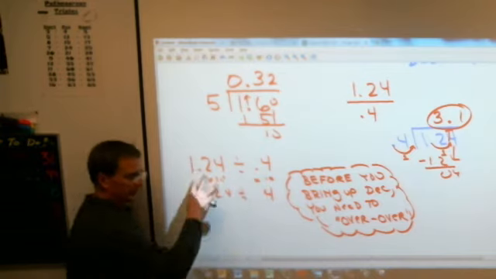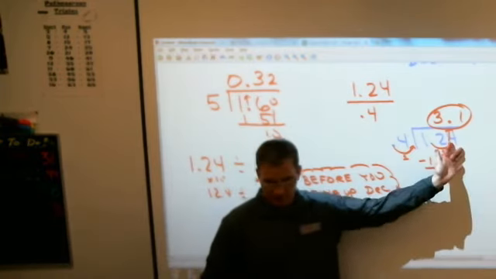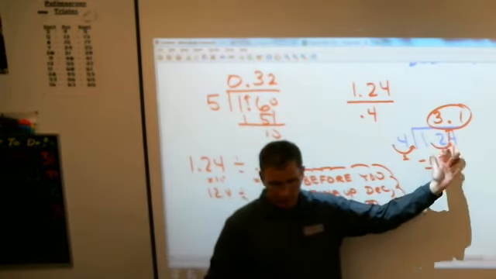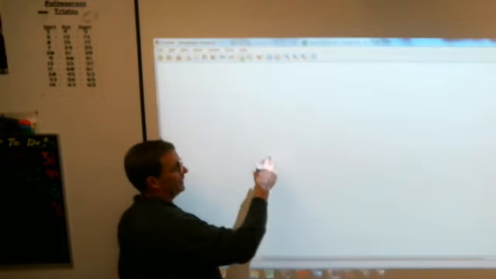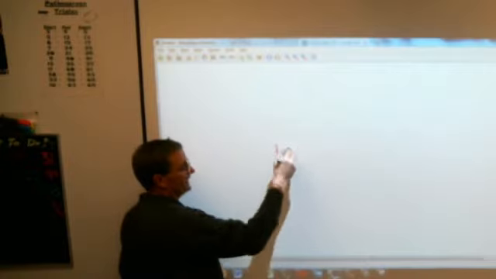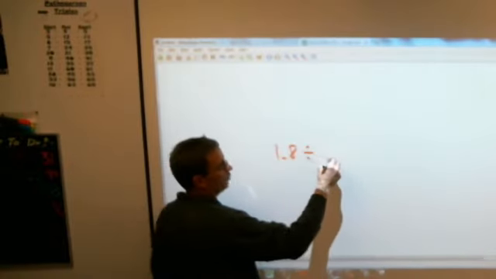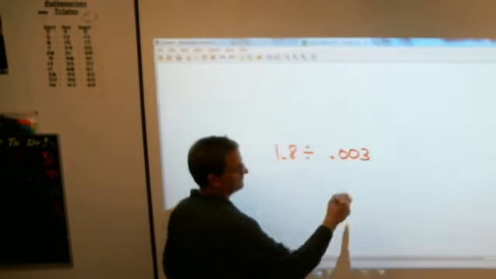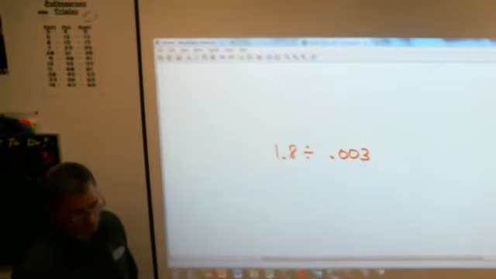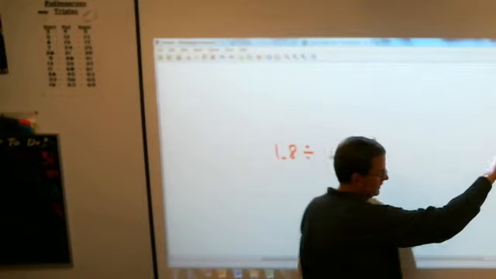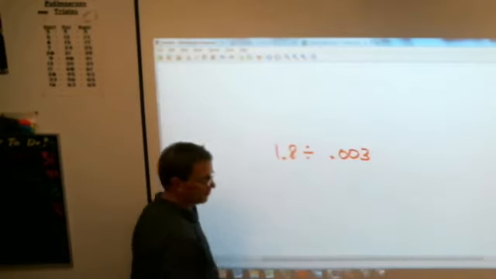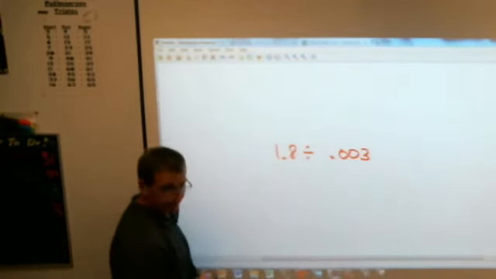But you don't have to show it like this. You're just going to simply show it by just moving over decimals. So even if there's a big one, here, take a look at this one. Let's say I have 1.8 divided by 0.003. Okay, 1.8 divided by 0.003. What happens when I write this out as a division problem? Which one goes where? Sam?